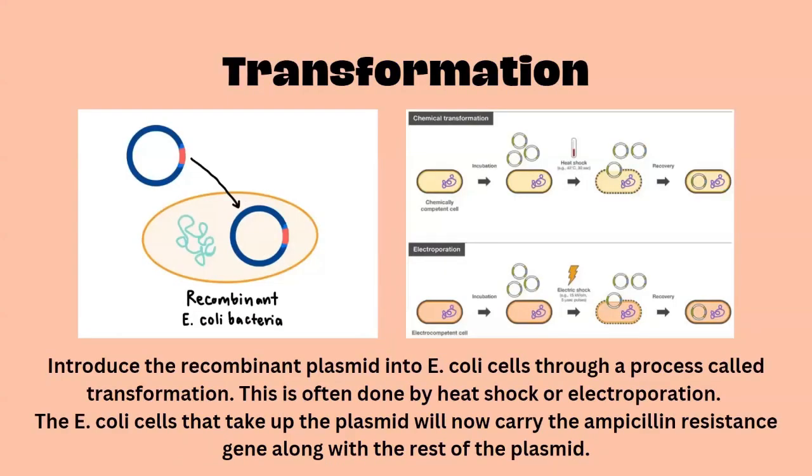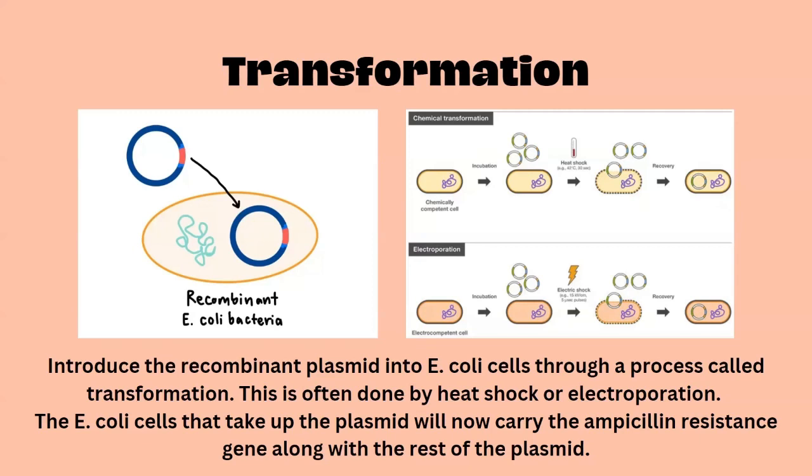And next is transformation. We will introduce the recombinant plasmid into E. coli cells, often done by heat shock or electroporation. Heat shock is using high temperature to make the membrane of E. coli have space for the modified plasmid to go inside the cell. And another one, electroporation, is using electric shock to push the plasmid into the cell. And after that, we recover it.